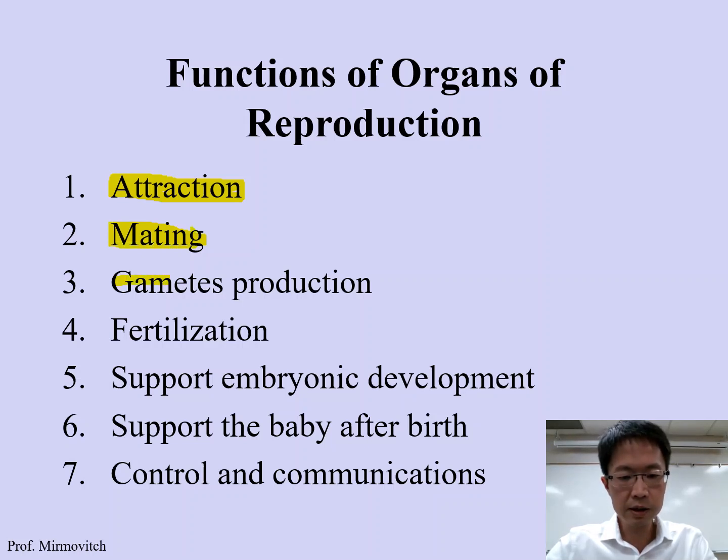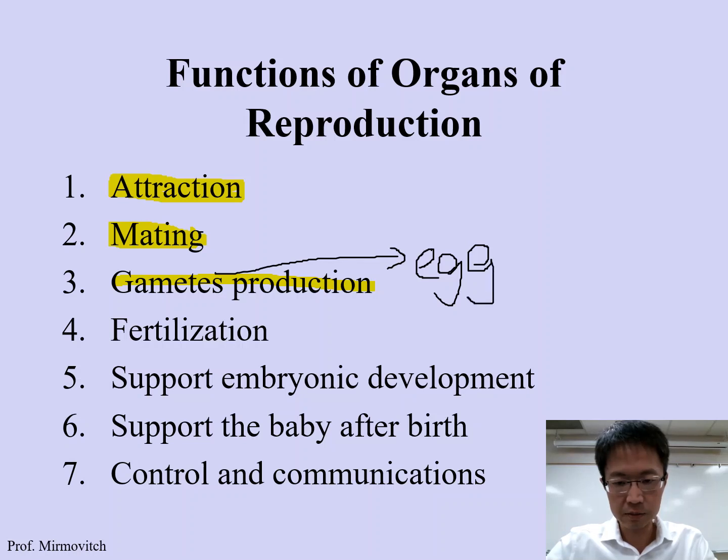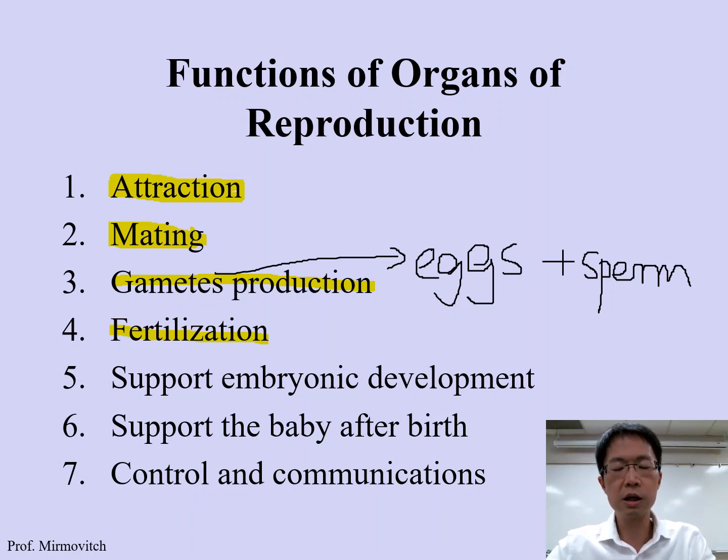Gametes production. Gametes means sex cells, namely sperm and eggs. Sperm, whether plural or singular, has no S, but eggs, we put an S behind it. Fertilization means that when an egg is merged or fertilized by a single sperm, we call it fertilization.